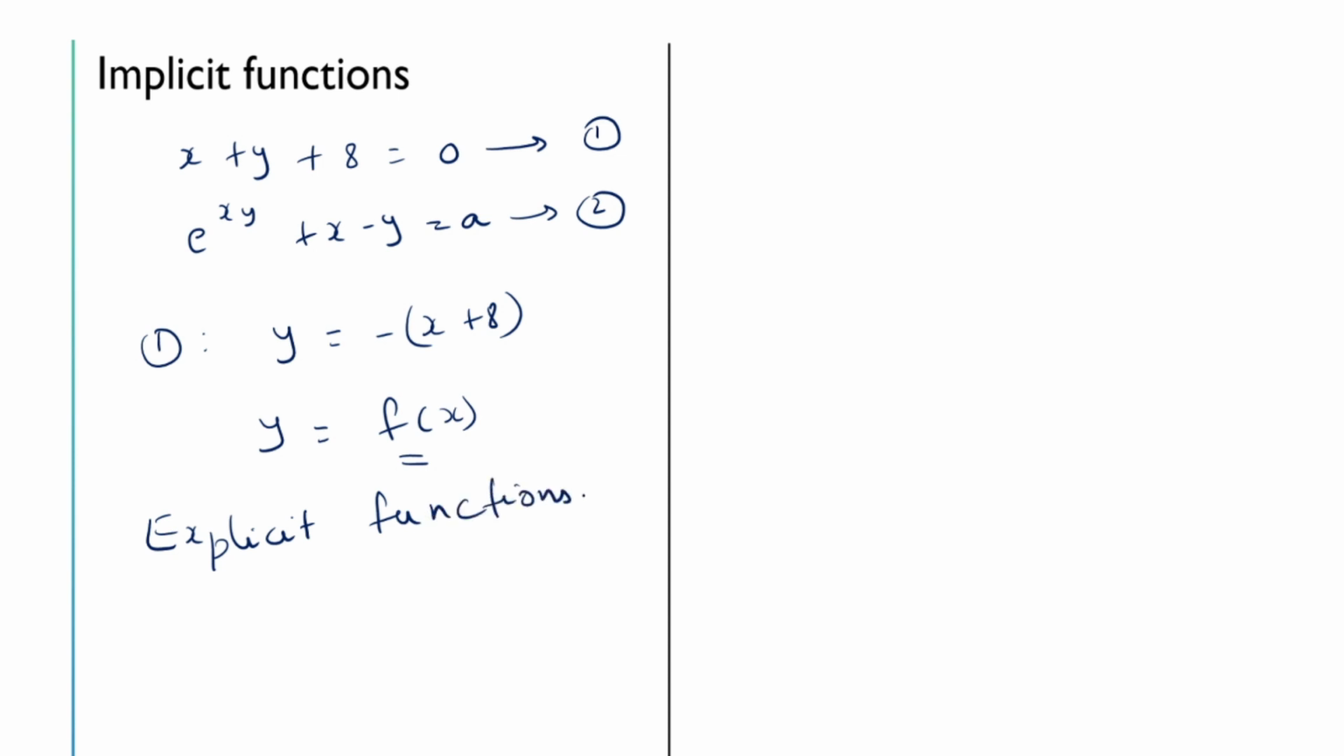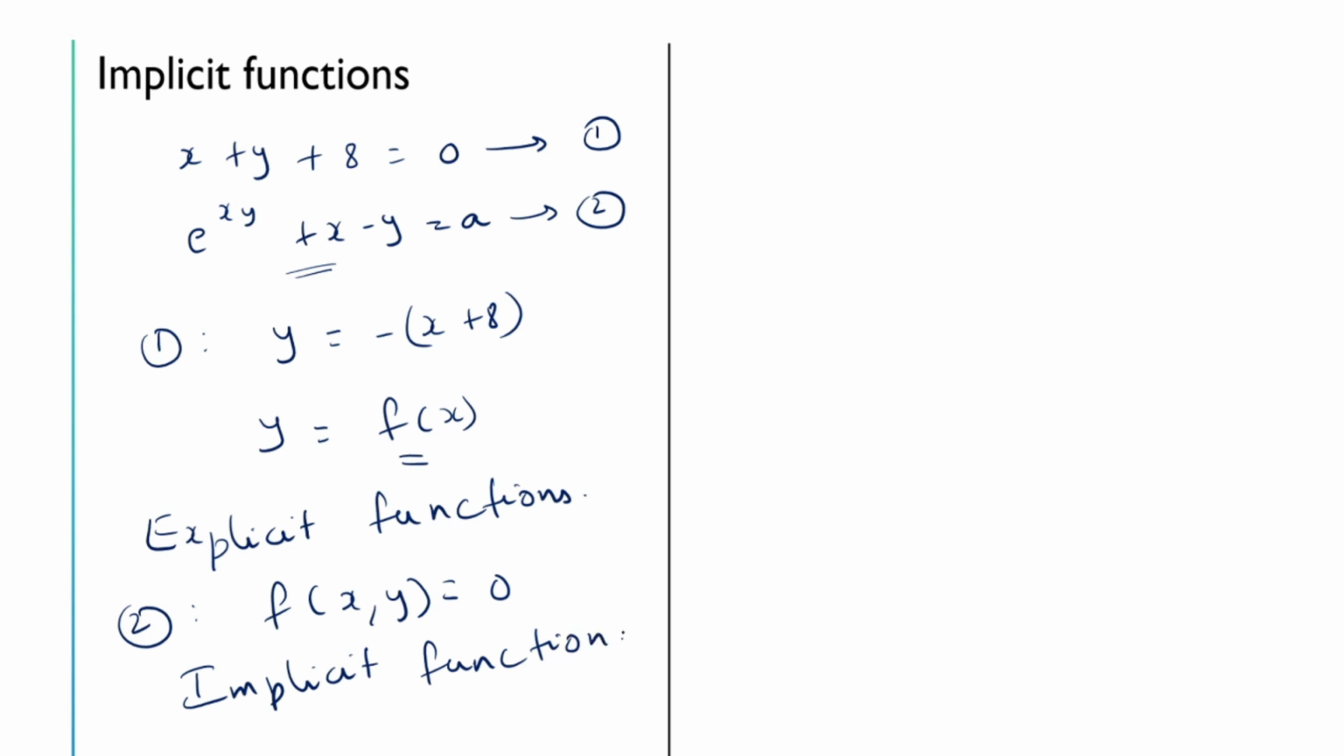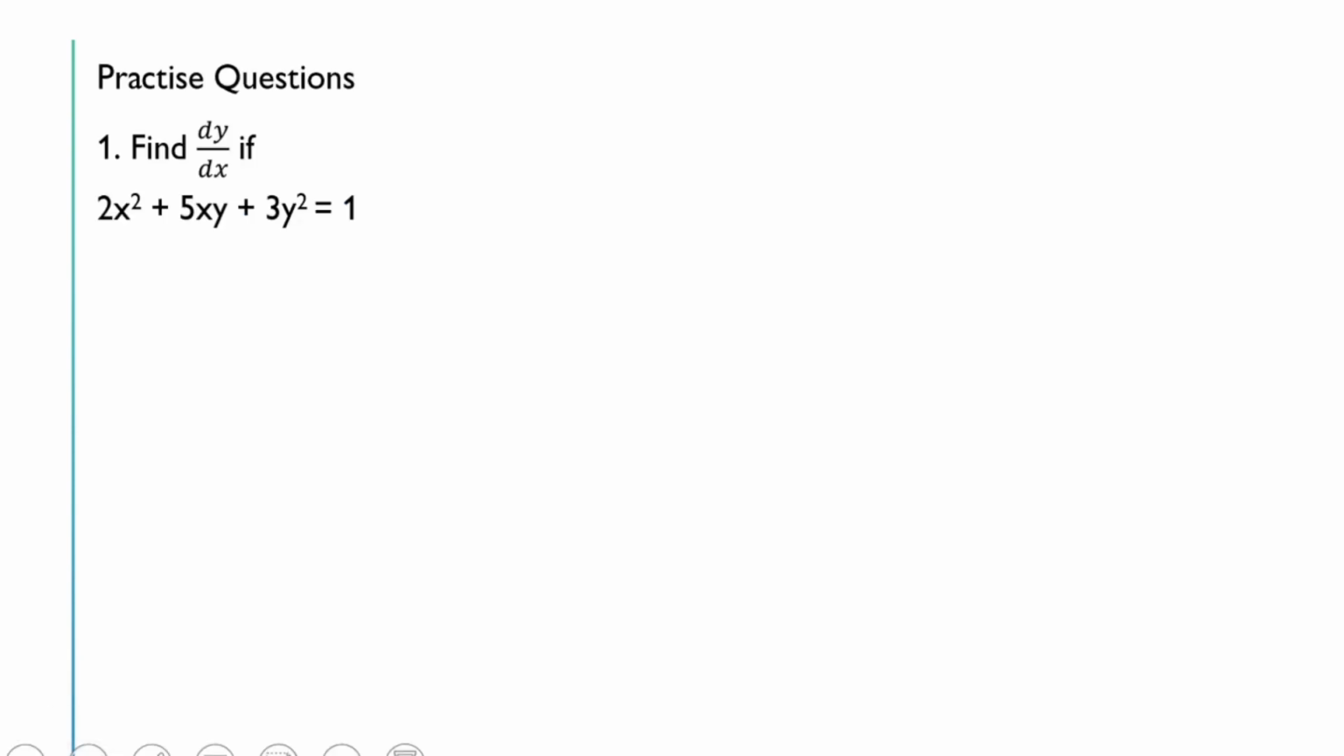On the other hand, if we take equation 2, it is of the form f of x comma y is equal to 0. Here we cannot express y as a function of x. So such functions are called implicit functions. So if we want to find the derivatives of implicit functions of the form f of x comma y is equal to 0, then we have to differentiate both sides with respect to x, collect all the terms with dy by dx, and write dy by dx as a function of x and y. Now we will see some problems.